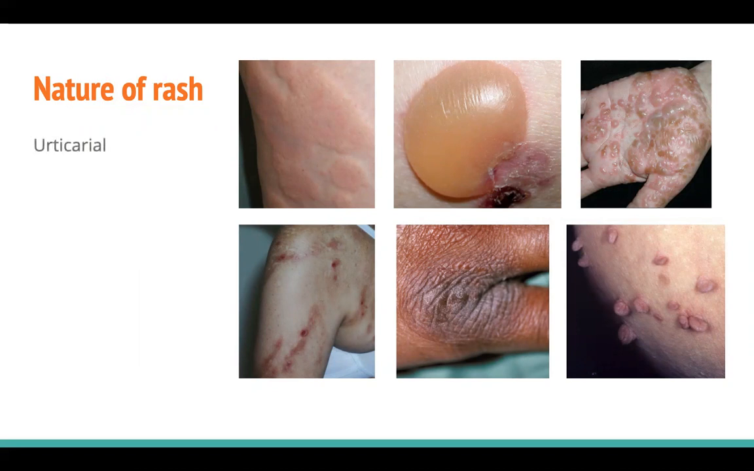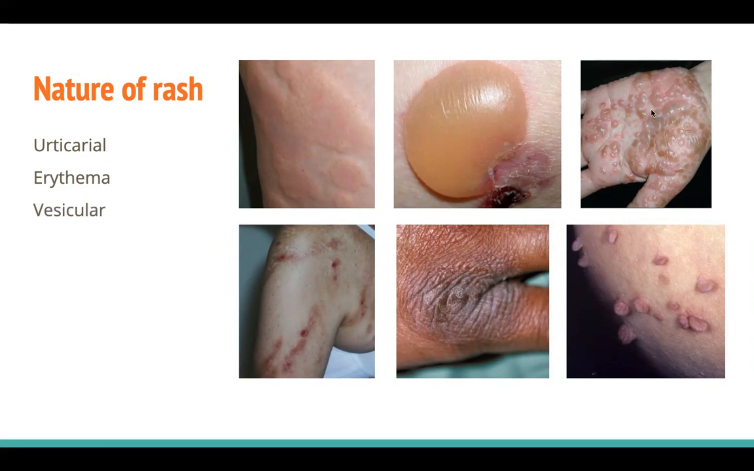So first, urticaria. So this is a good example here of an urticarial rash. These sort of raised erythematous wheals. You can see the redness here. One thing to note is that erythema looks different on different colored skin. So on Caucasian skin, this typical redness is present, but on Asian or black skin, you can see the erythema actually looks quite dark, quite brown.